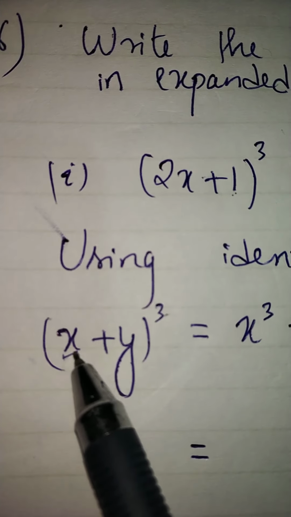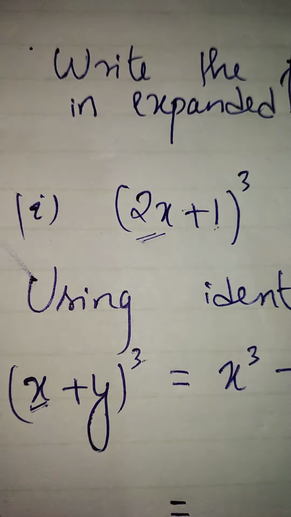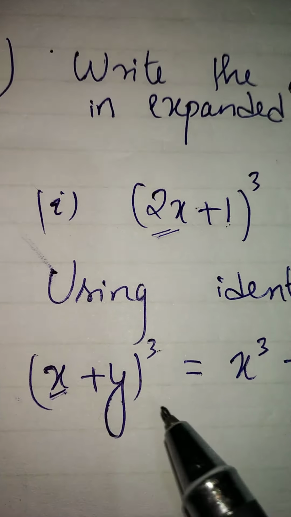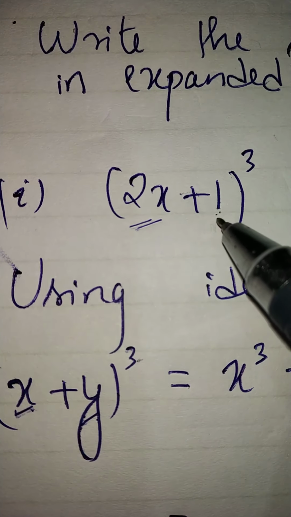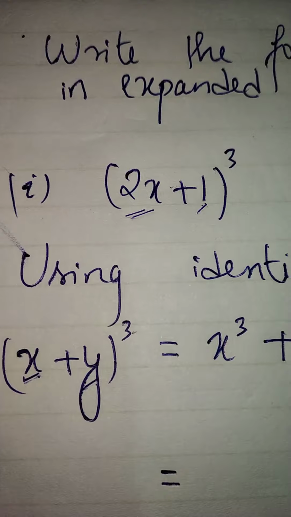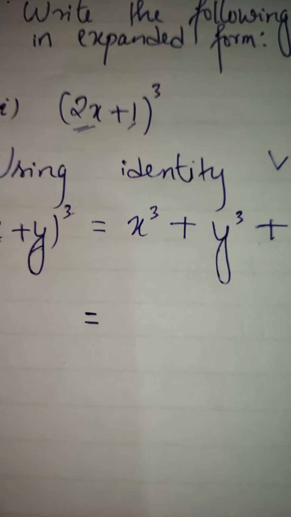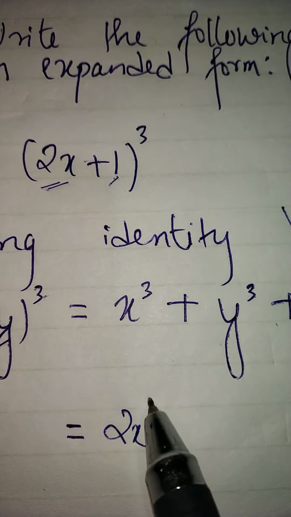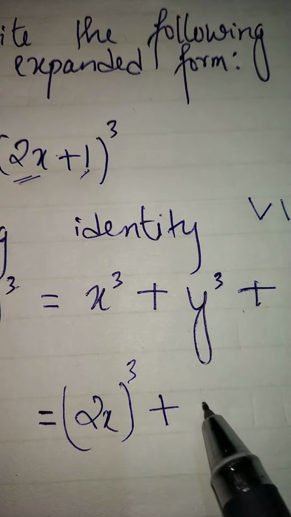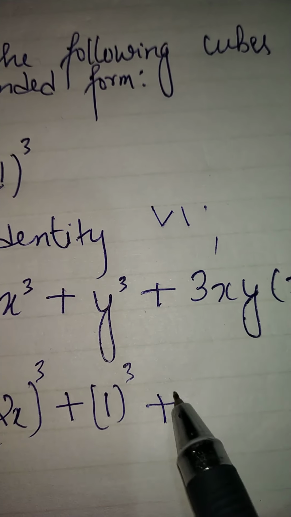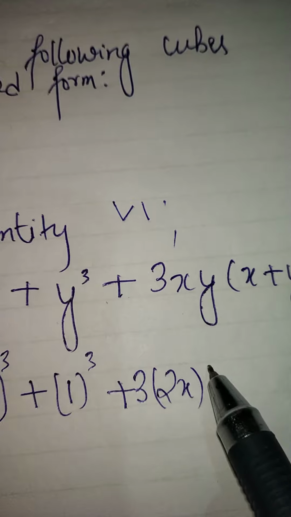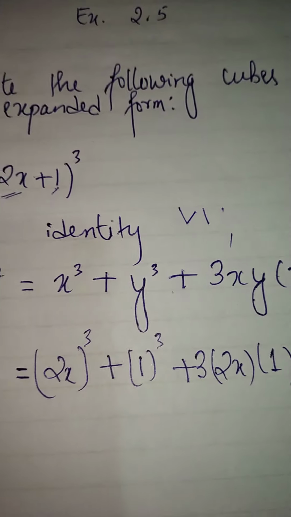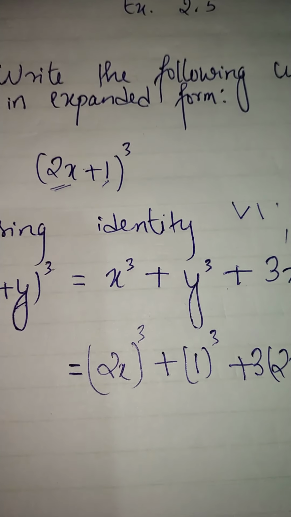Now let's substitute the values. So first term it's your x. In place of x, what do we have here? 2x. That means x should be replaced with 2x. And your second term is y. In place of y, what do we have here? 1. That means y should be replaced with 1. So in place of x, this will be (2x)³, plus in place of y, 1³, plus 3, in place of x, 2x, in place of y, 1, in the bracket in place of x, 2x, and in place of y, 1. I hope you all understood up to this step.